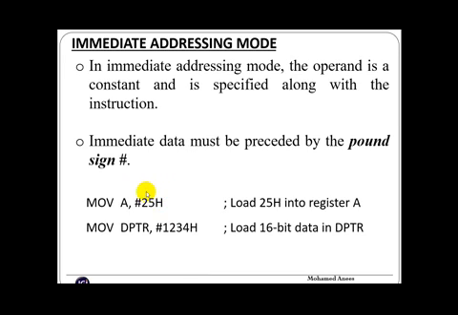Since we are defining an immediate data, 25h is preceded by the pound sign. So visually also, whenever you see this pound sign, it means it's an immediate data. Similarly, you have 16-bit immediate data being copied to DPTR. One thing you should remember in immediate addressing mode is an immediate data can never be a destination because it doesn't have any address. It's the data itself which is part of an instruction.